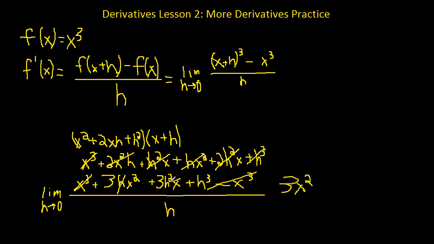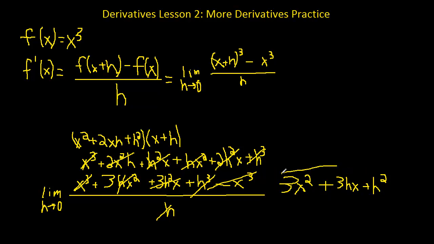And this goes to 3hx plus h cubed. Or h squared if we're going to cancel, sorry. So everything gets canceled out. The h on the bottom goes away. So all we have left is this.